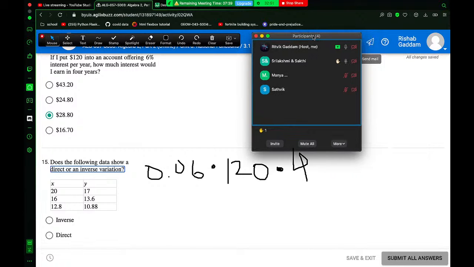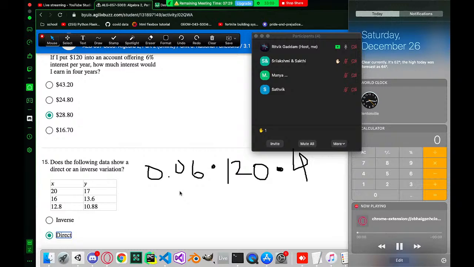Since both of them do the same thing, I would say this would be a direct variation. But let's actually check using the actual way. So 17 divided by 20 is 0.85. Now 13.6 divided by 16 is also 0.85, so obviously that's a direct variation.